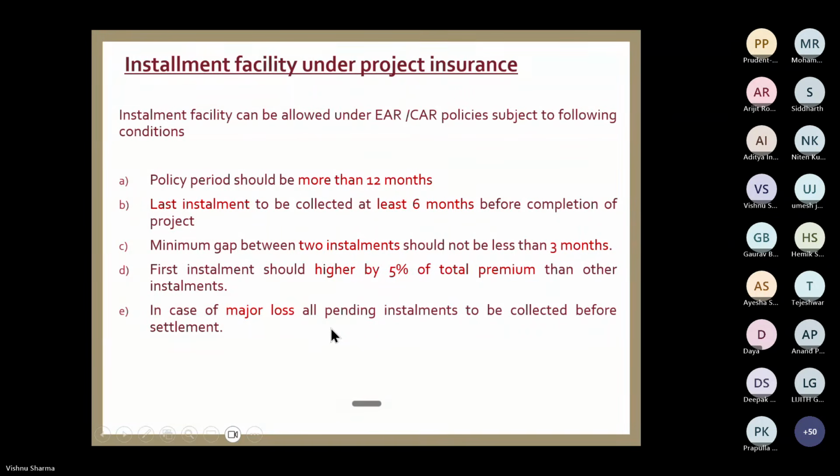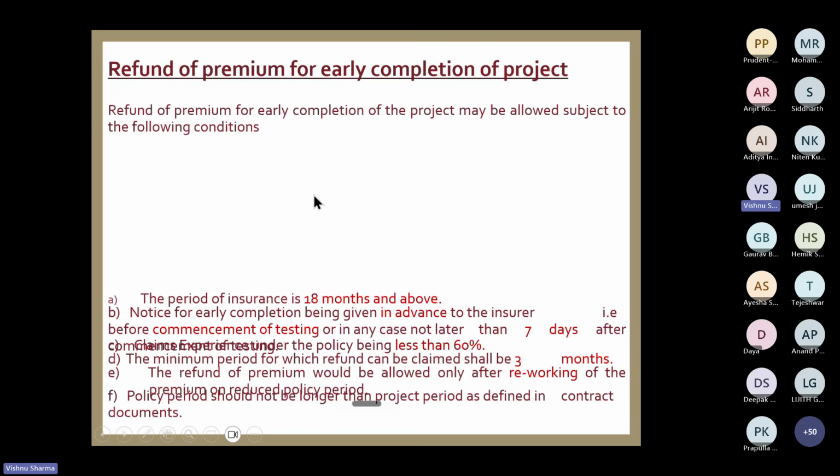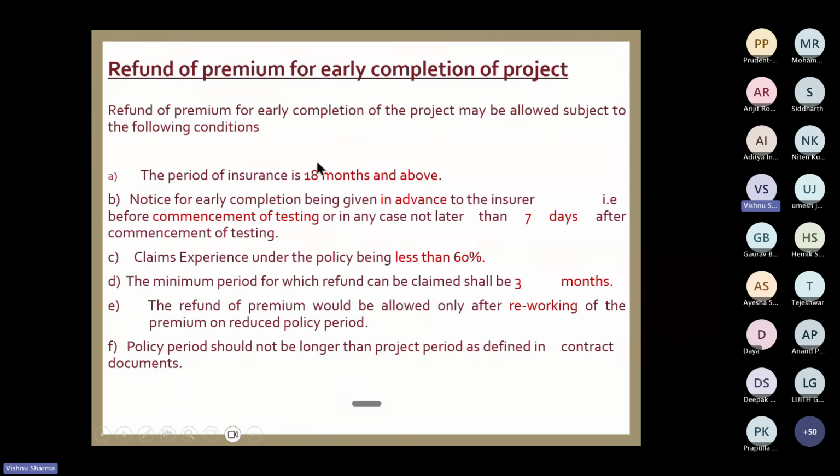Okay. Now, let me see refund. Another rule is for refund of premium for early completion. In case the project is completed before time, then of course, client is supposed to get refund. He has taken a policy for 40 months and the project is completed in just 30 months. Of course, he is entitled to get the refund. But what are the terms? Terms are, the period of insurance should be 18 months and above.